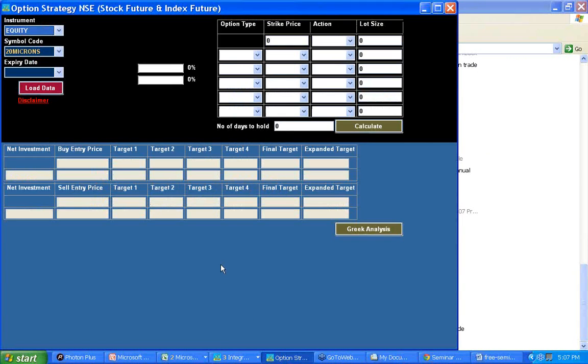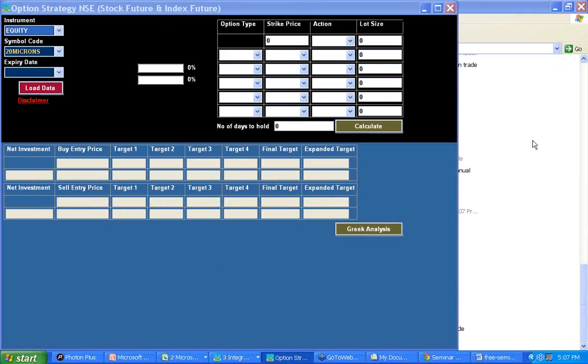So what it does: in the Futures and Options book, I have given 22 option strategies for the Indian market. Those 22 strategies will also be mechanically programmed here.